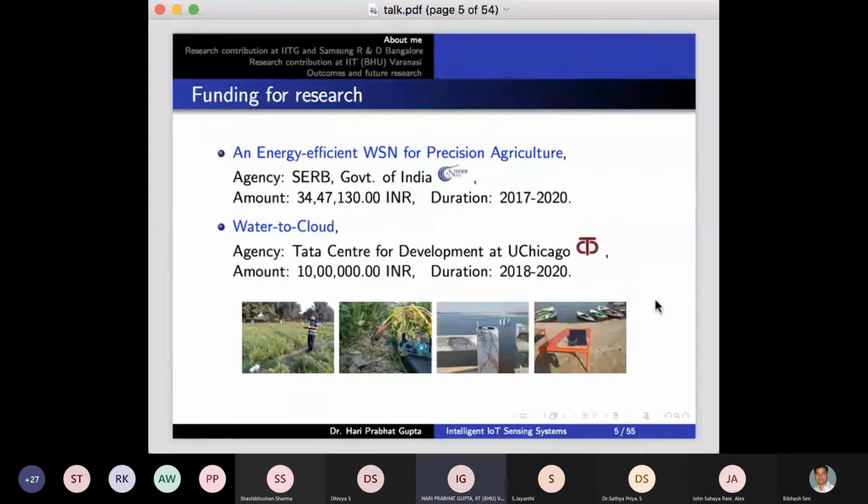This work is supported by two funding projects, one government funded and the other privately funded. One is an energy efficient wireless sensor network for precision agriculture. Since IIT BHU has an agriculture farming field, we deploy sensors, periodically collect the sensor values, and transmit them to our department computer lab. The same goes for the water to cloud project, where we collect sensory data from the Ganga water, transmit these values to the lab and do the processing.